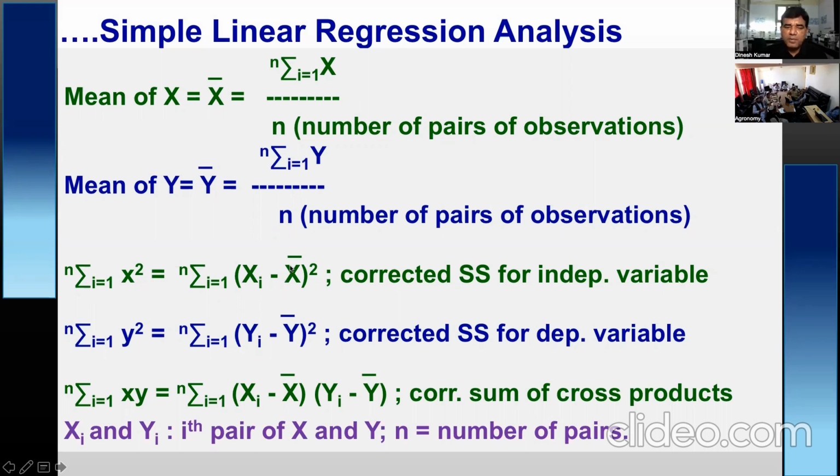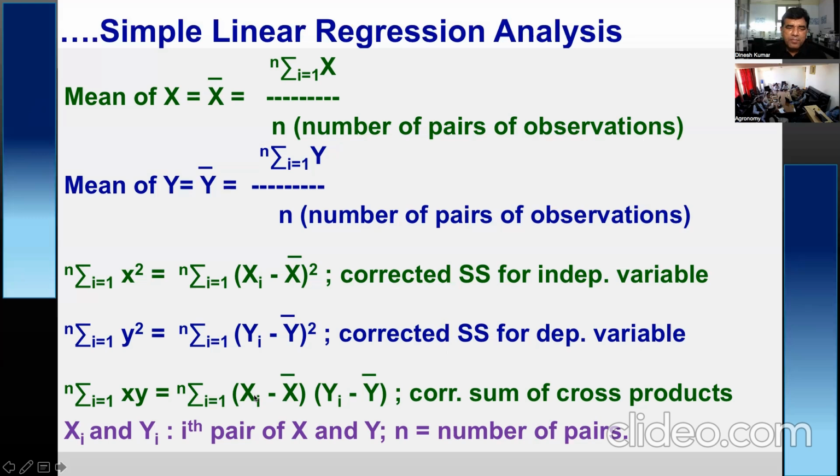Then small y square. Summation of small y square. This is called the total sum of squares. It is summation y minus y bar, whole square. And this is called the corrected sum of squares for the dependent variable. It is also called the total sum of squares.